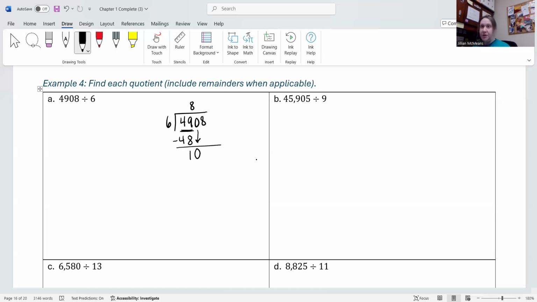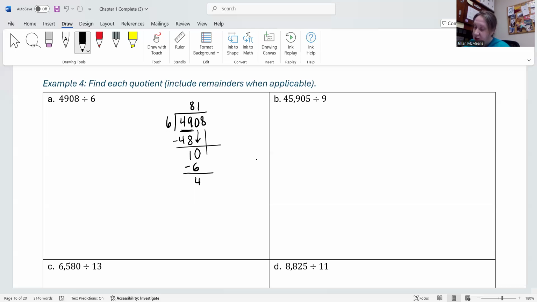So it's kind of like a lather, rinse, repeat situation. Now we ask ourselves, how many times will 6 go into 10? Well, 6 will go into 10 one whole time. So I put a 1 up here for the quotient, and then I say 1 times 6 is 6, and then I subtract that. Well, 10 minus 6 is 4.